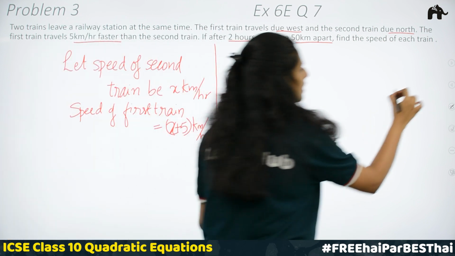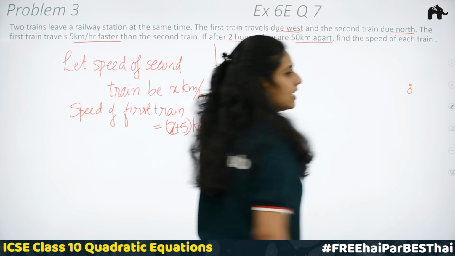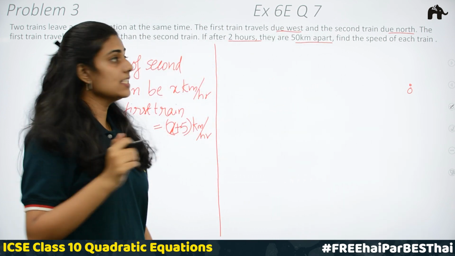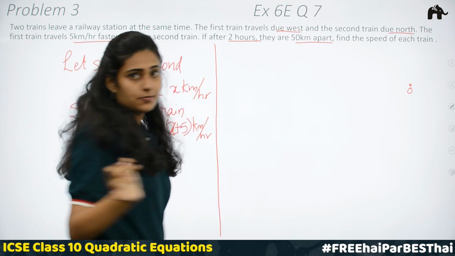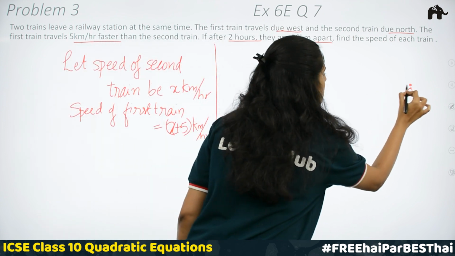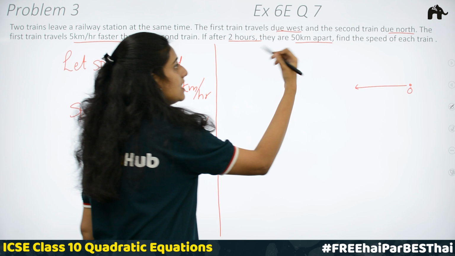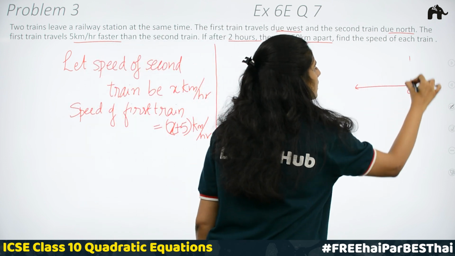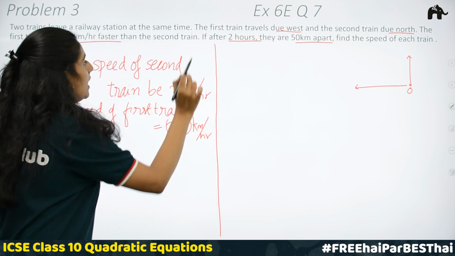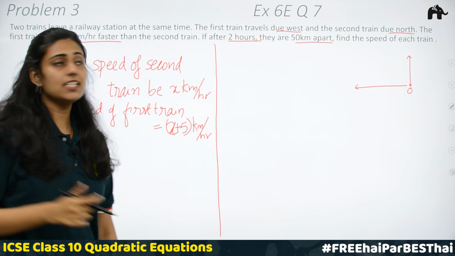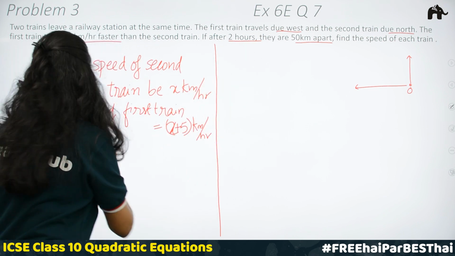Let us take O as the point from where both trains start. The first train travels due west. This is west. And the second train travels due north. This is north. Now, the total time taken by each train is given, which is 2 hours.